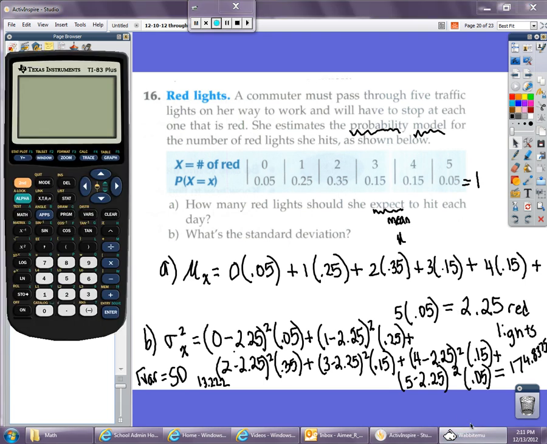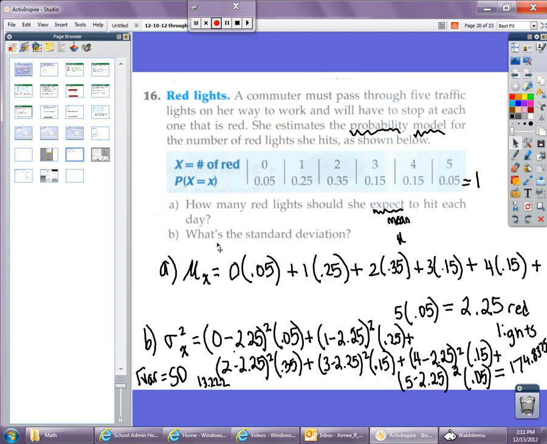Now you can put that in as a string of numbers into your calculator. I've already put quite a few things in here, so let's see if it has enough memory. Nope, it doesn't. You can actually go ahead and put in this whole string: 0 times 0.05 plus, etc., 1 times 0.25, etc. When you enter, you get 2.25 red lights.